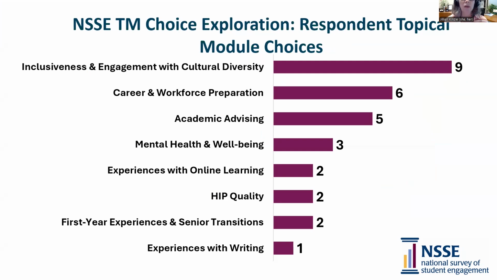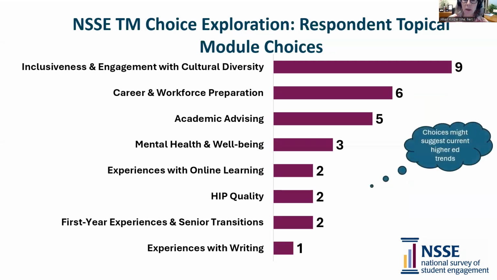So a little bit of a popularity contest in some ways, which modules were most popular. And you can see the top 3 indicated here: inclusiveness and cultural diversity, career and workforce, and advising. And these popular topics might suggest some current emphases in higher education trends. And of course, it could just reflect, or I hope it reflects, what institutions are concerned about measuring.